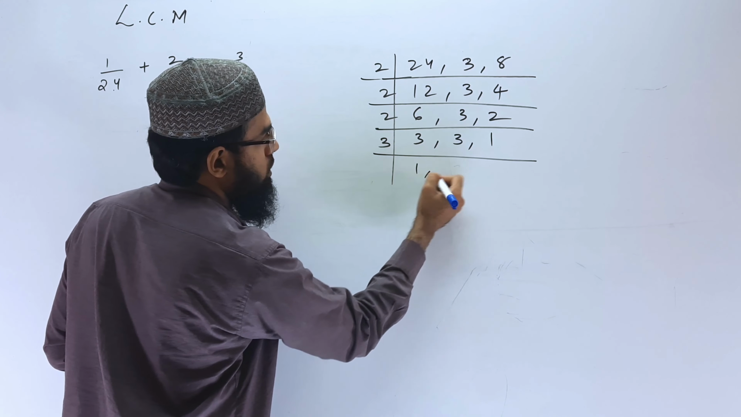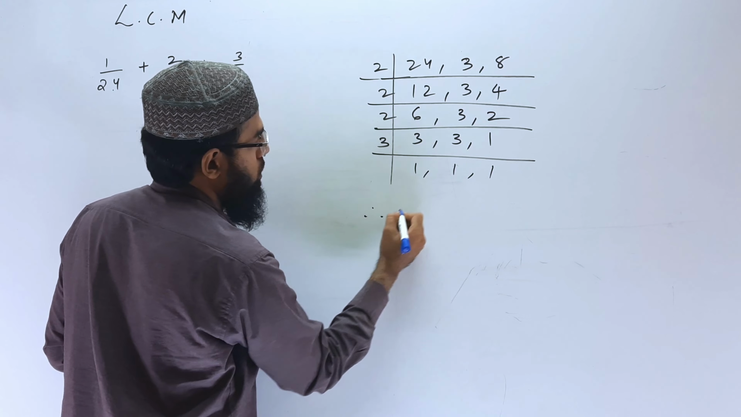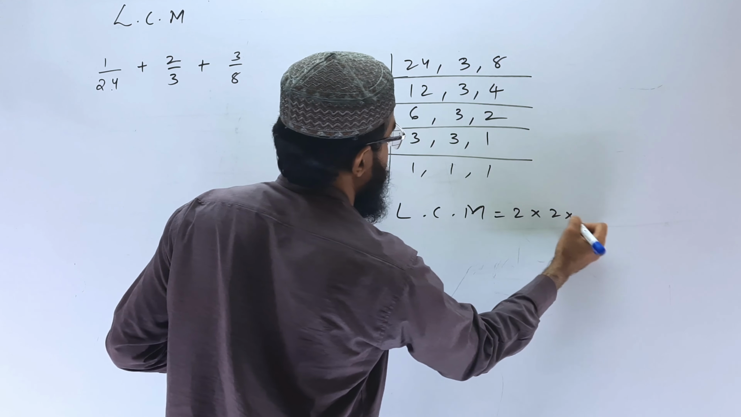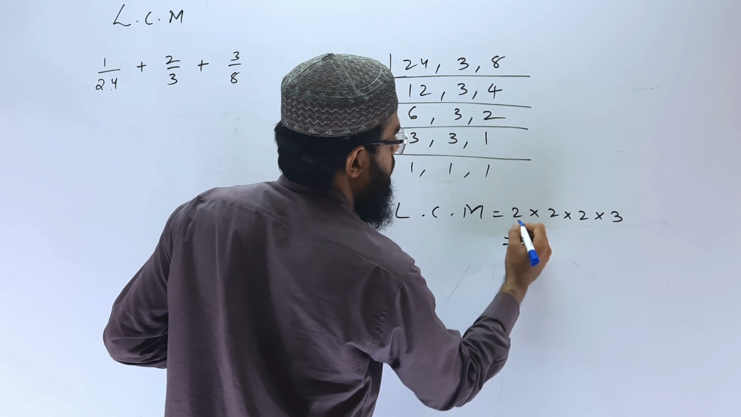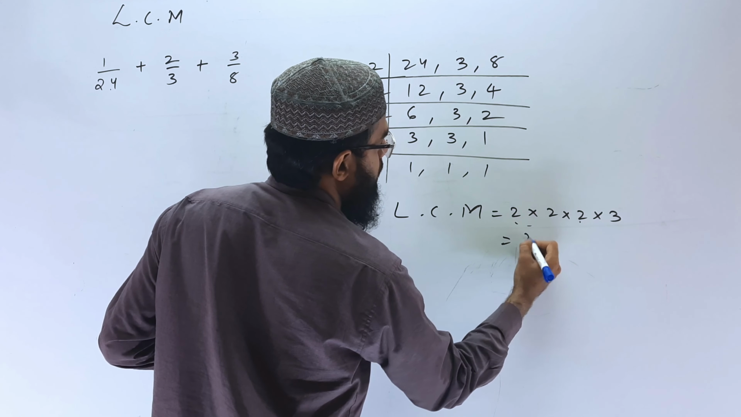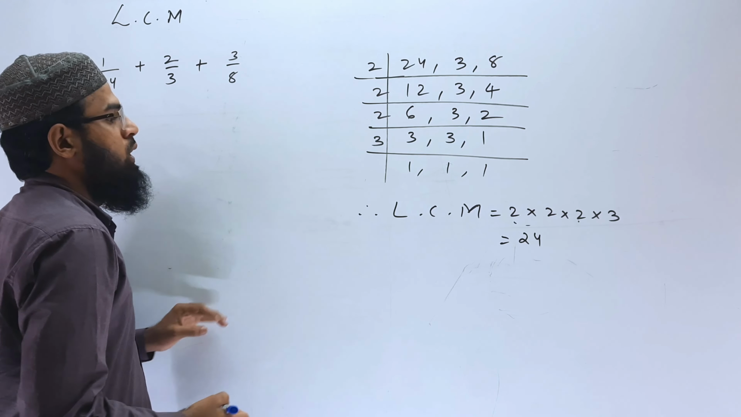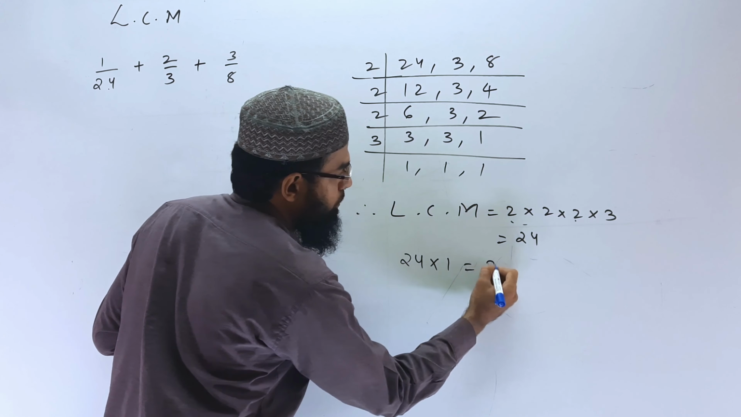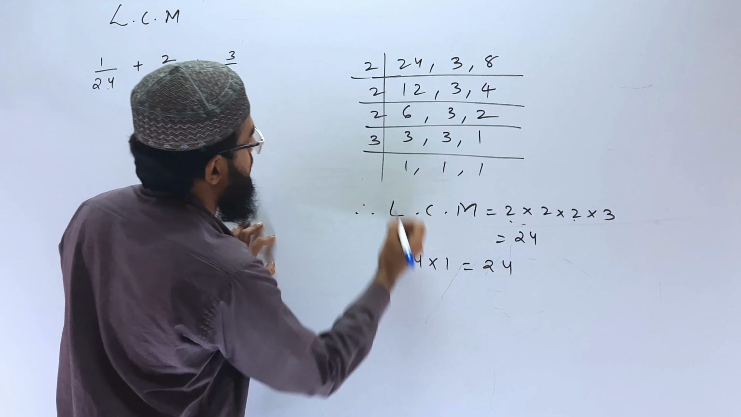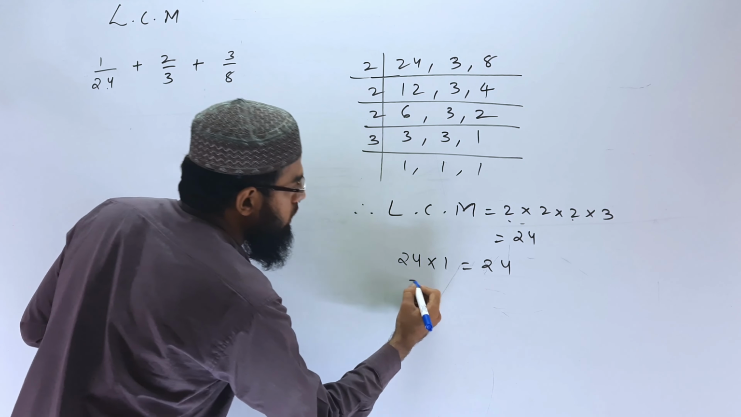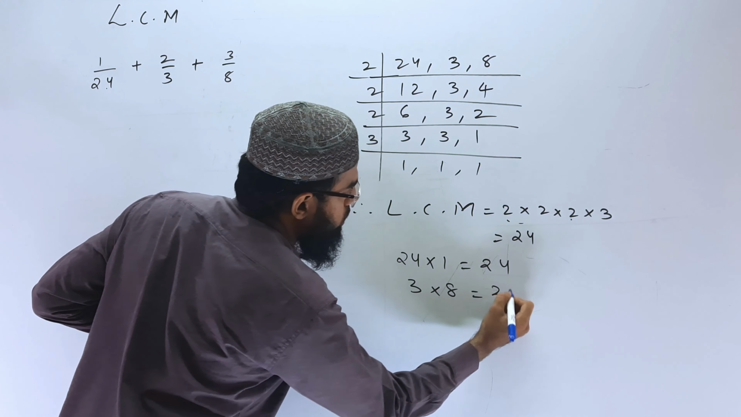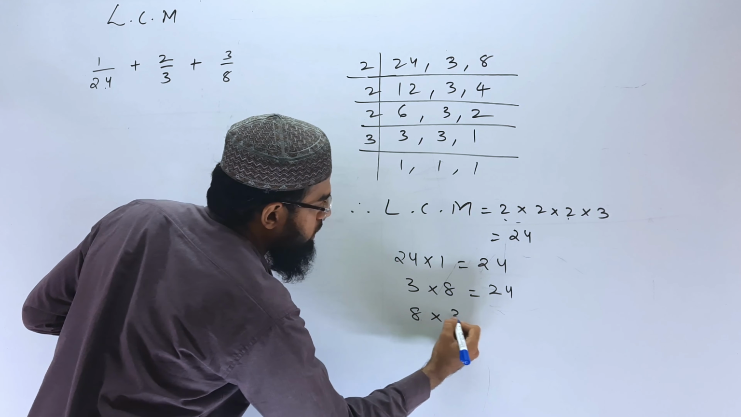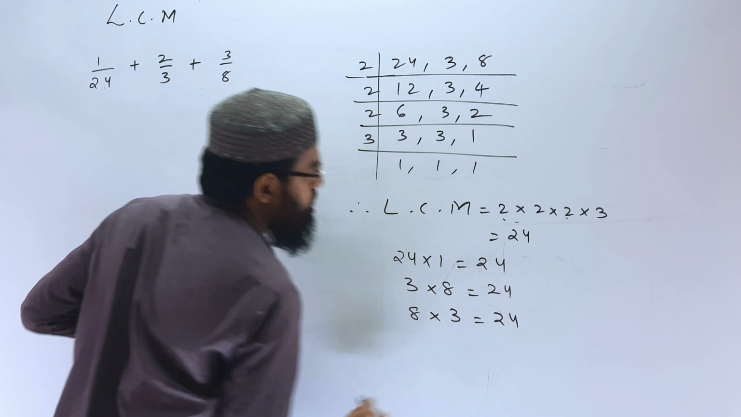Therefore the LCM is 2 into 2 into 2 into 3. That will be 2 2s are 4, 4 2s are 8, 8 3s are 24. They will check this: 24 1s are 24. Next for 3, 8 3s are 24. Next for 8, 3 8s are 24.